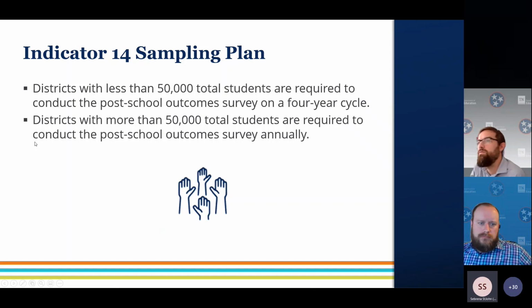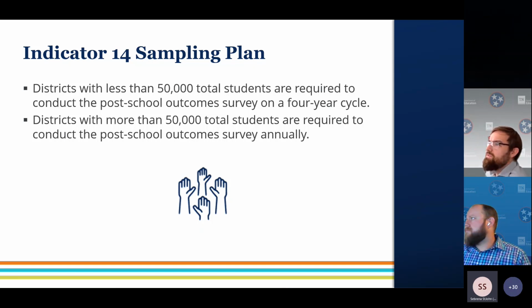This is done on a sampling plan that was also approved by OSEP. If you are a district with less than 50,000 total students, then you are on a 4-year cycle to participate in this indicator. So your students are being surveyed every 4 years if you're a district of 50,000 students or less. If you have more than 50,000 students, then your sampling plan is done at the school level. So certain schools are part of the sampling plan each year. But you, as an LEA, you're participating every year.